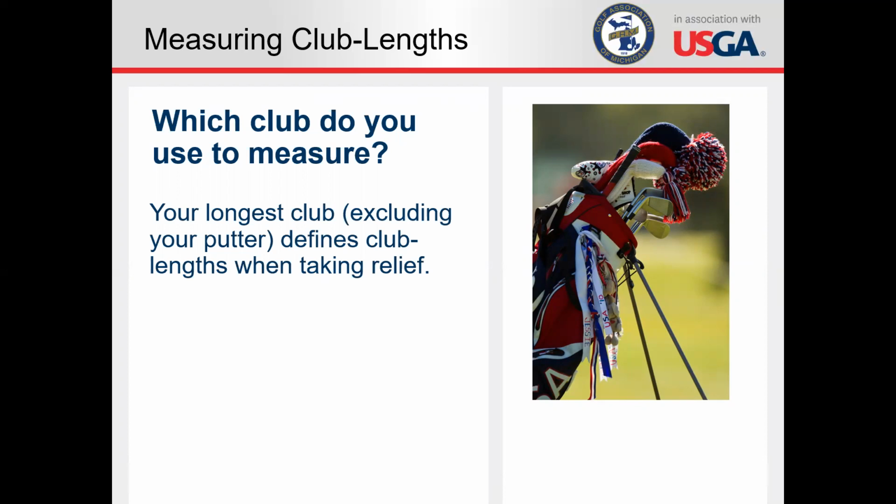So if you are taking two club lengths unplayable, and you lay out two wedges, your actual relief area, as defined by those two club lengths from the ball, is going to be your longest club in your bag, excluding your putter, regardless of which one you actually use to measure. Another example of this would be if we were determining if the player teed off within two club lengths of the tee area, we would use that longest club in the bag except the putter to define the two club lengths for that specific player.